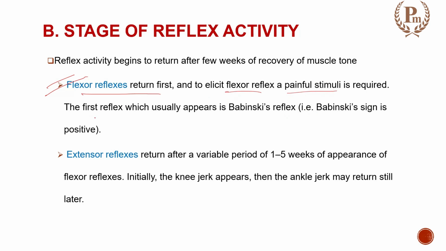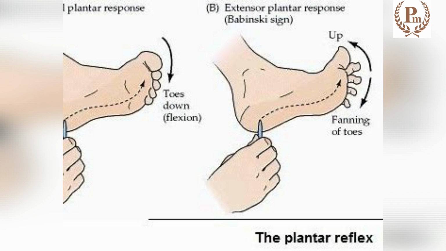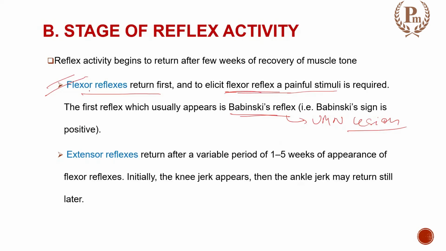Another thing is that that's one sign that there may be withdrawal of the limb, that is, the flexion reflex is back. Then the first reflex which usually appears in such cases is the Babinski sign. So now it is showing me an upper motor neuron lesion type of sign, where the Babinski sign is positive. Followed by the flexor reflex return, the extensor reflexes also return, but maybe after a variable period. Means if this has returned in 3 to 4 weeks after the injury, this may be during the 5th to 6th week of injury.